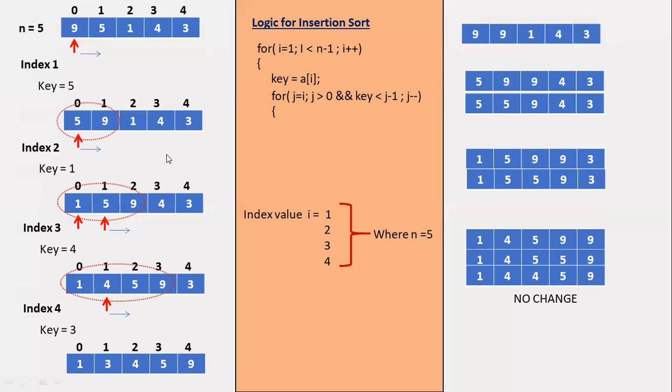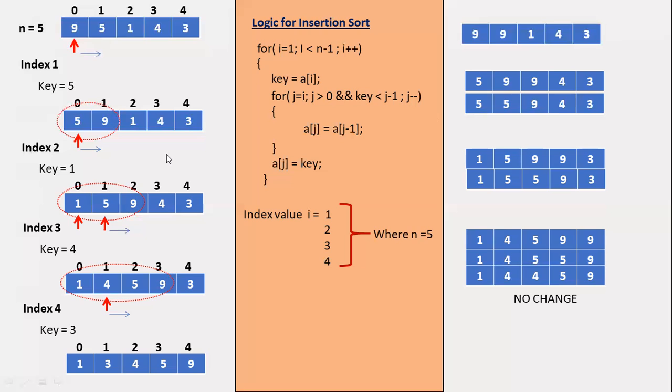So if the condition is true, then we have to move the current value to the right side. So if the for condition becomes true, then a of j is equal to a of j minus 1. So we are moving the value to the right side. So if the condition for this particular loop is completed, then at that particular position, we have to place the key value. So a of j is equal to key. So the key value will be stored into that particular location.